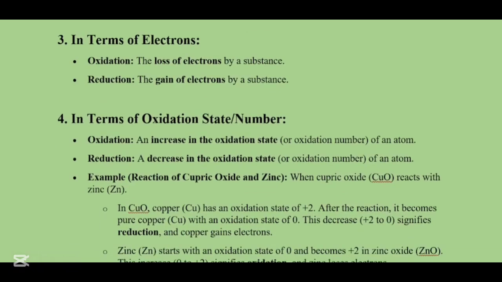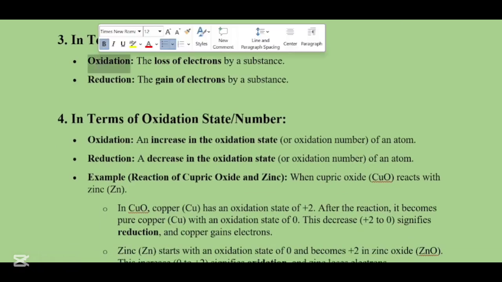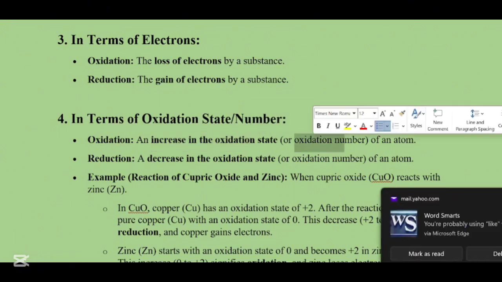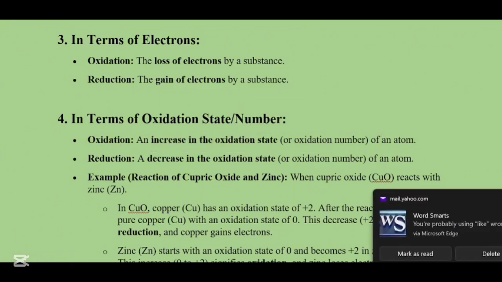Now we have another key point. It is in terms of electrons. Oxidation is basically the loss of electrons, and reduction is the opposite of it, which is the gain of electrons. Now in terms of oxidation state, which is also known as oxidation number, an increase in the oxidation state or oxidation number is oxidation, but reduction is when there is a decrease in the oxidation state.